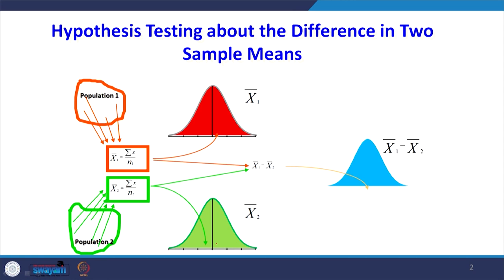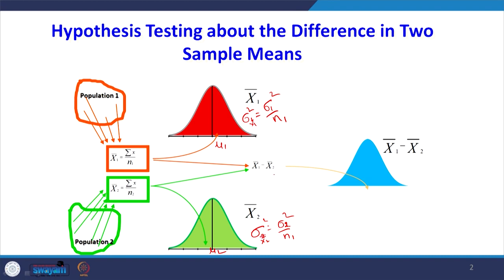So, the mean of the sampling distribution of x1 bar is mu 1. The mean of the sampling distribution of x2 bar is mu 2. The variance is sigma 1 square divided by n1. Now, we have to write the variance this way: variance of x1 bar, and this is variance of x2 bar.